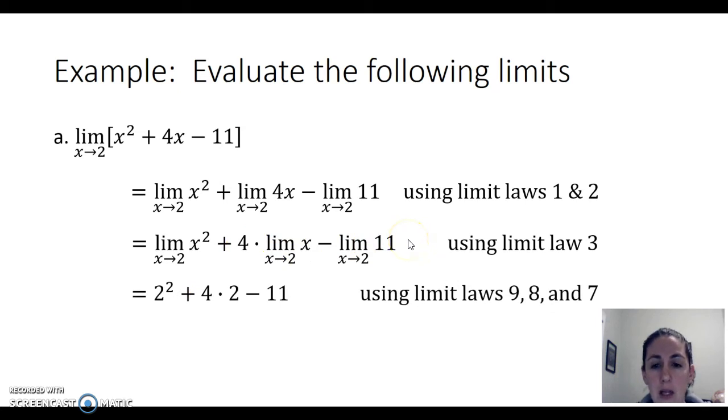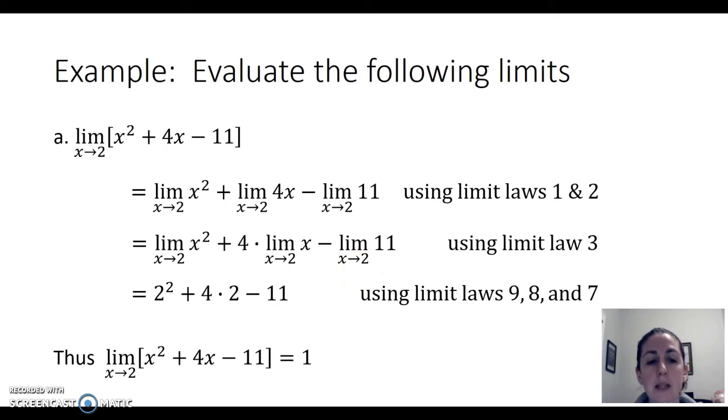Now, using the limit laws 9, 8, and 7, the limit as x approaches 2 of x squared is 2 squared. 4 times the limit as x approaches 2 of x would be 4 times 2. And then the limit as x approaches 2 of 11 would just be 11. Put that all together, and we would get that the limit as x approaches 2 of x squared plus 4x minus 11 is just 1.